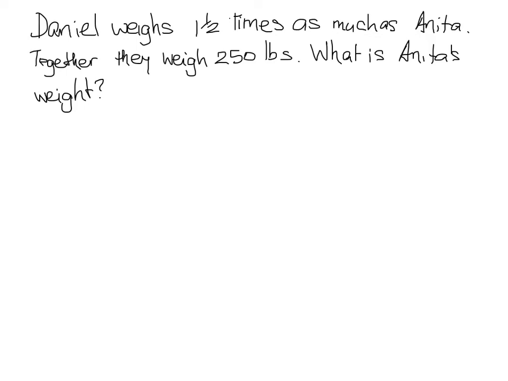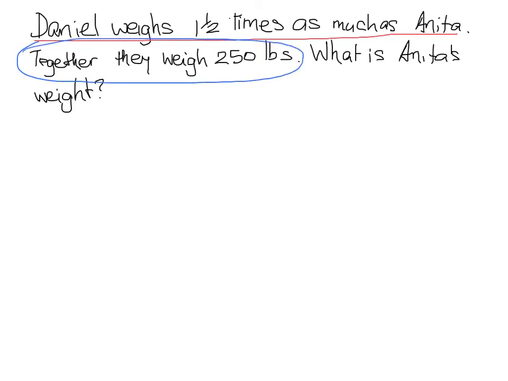Hi, in this video I'd like to show you how to strategically solve a word problem. So the first thing that you want to do when you're strategically going through to solve a word problem is of course to read that problem and to pick out the things that you know and don't know. So for example, what do we know here? Well, we know that Daniel weighs 1.5 times as much as Anita. And we also know that together, this guy and this girl weigh 250 pounds.